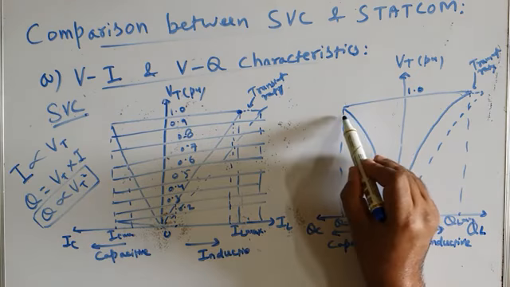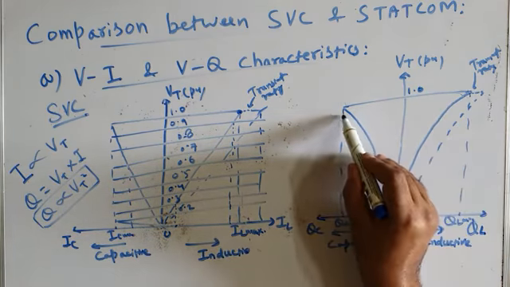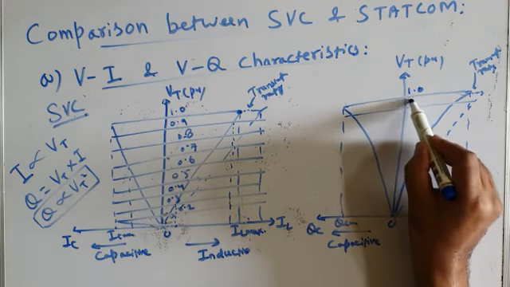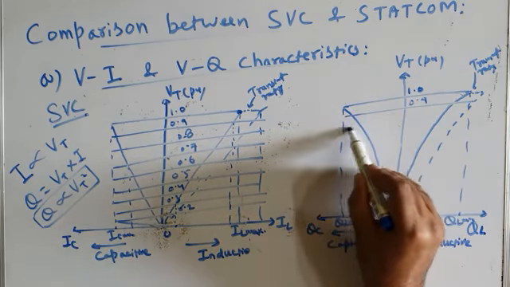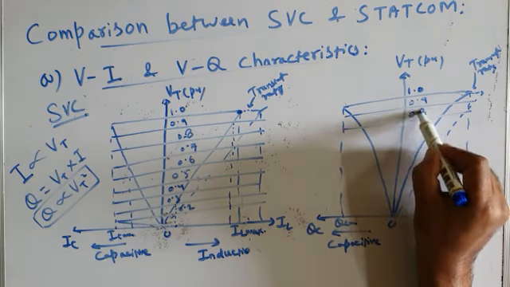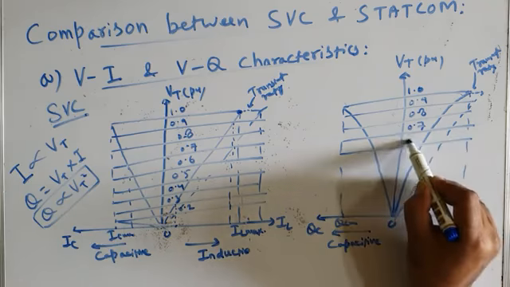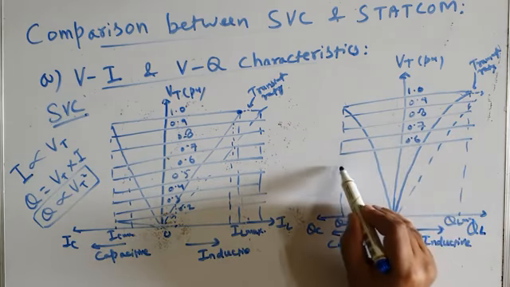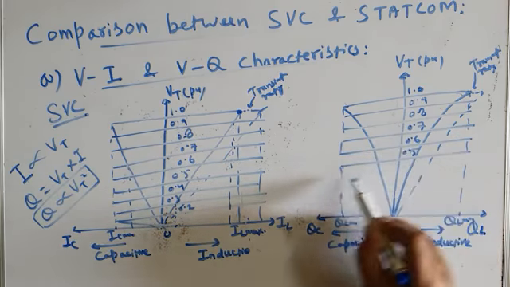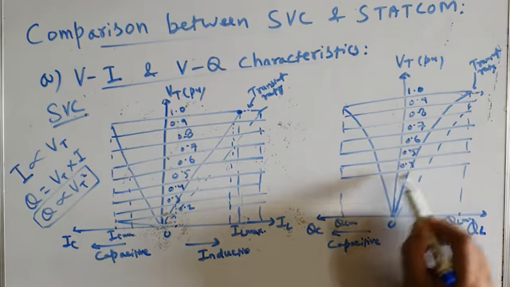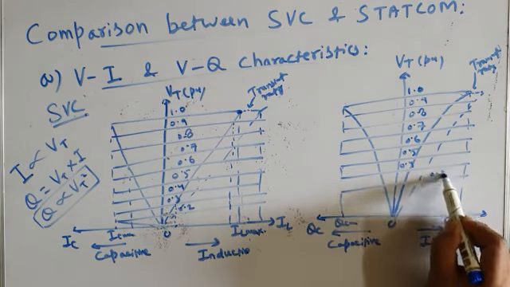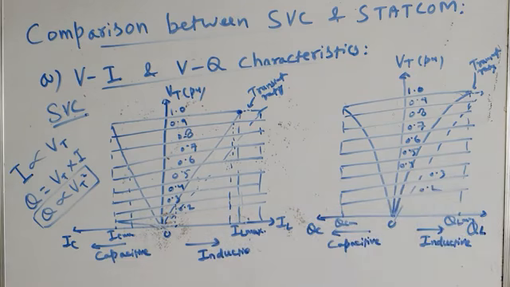Now this is 1 per unit, this is 0.9 per unit bus voltage, this is 0.8 per unit, 0.7 per unit, 0.6 per unit, 0.5 per unit, 0.4 per unit, 0.3 per unit, and 0.2 per unit.